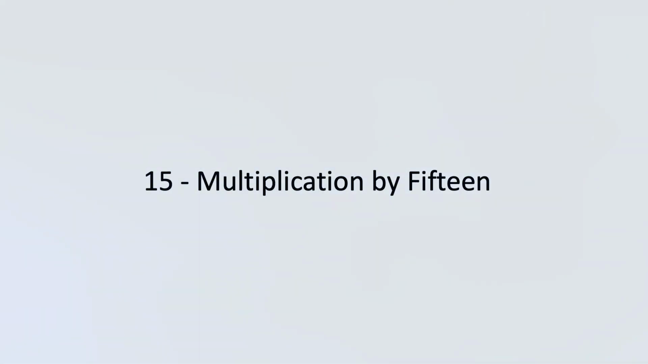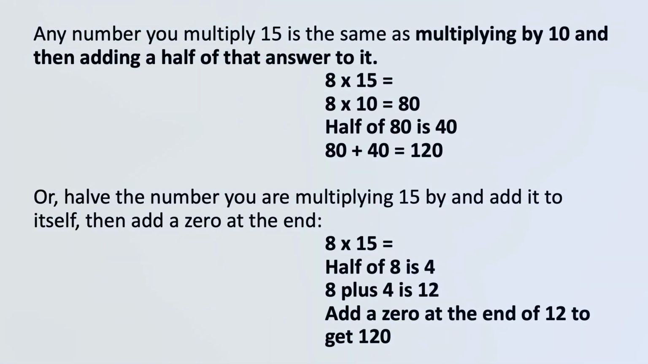15. Multiplication by 15. Any number you multiply by 15 is the same as multiplying by 10 and then adding half of that answer to it. So 8 times 15 is 8 times 10, which equals 80. Half of 80 is 40. 80 plus 40 equals 120.